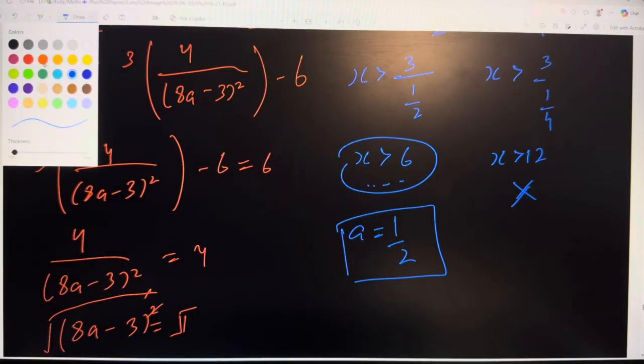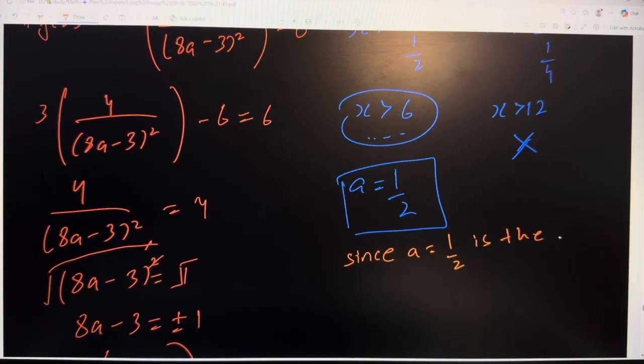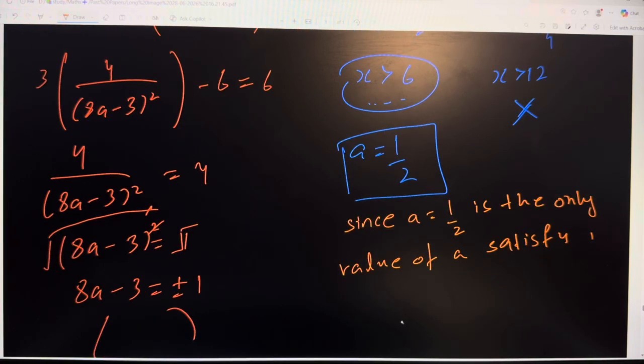And justifying your answer means, we can just write that since a is equal to 1 upon 2 is the only value of a satisfying the domain, or the function, we can say, right?